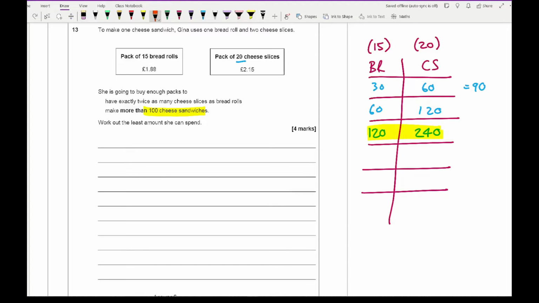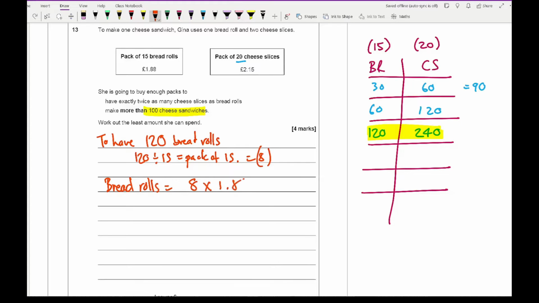So to work this out then, to have 120 bread rolls, I'm going to need 120 divided by 15 packs of 15. So if I just quickly type that into my calculator, 120 divided by 15 gives me 8. So here the bread rolls cost is going to be 8 times 1.88, which if I work that out on my calculator gives me an answer of £15 and 4 pence.